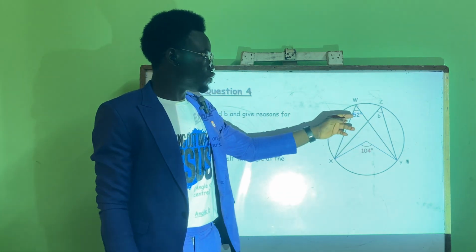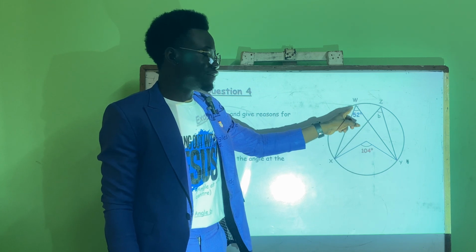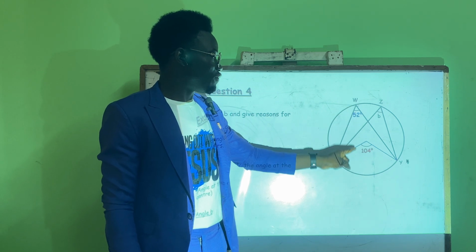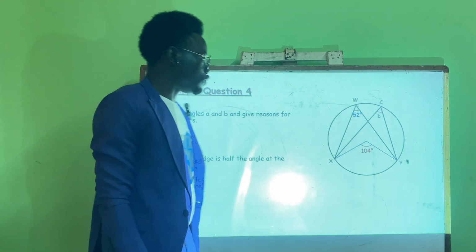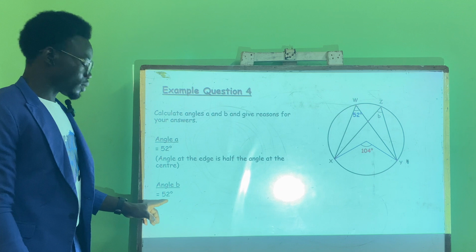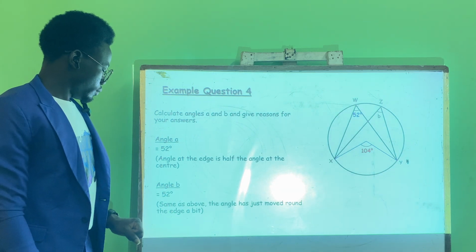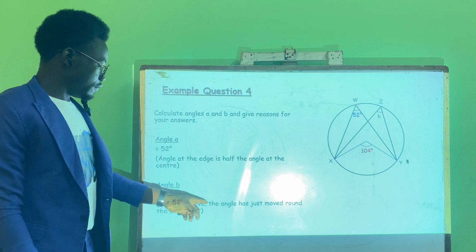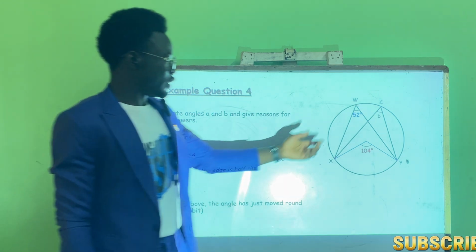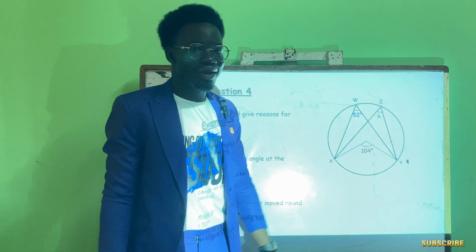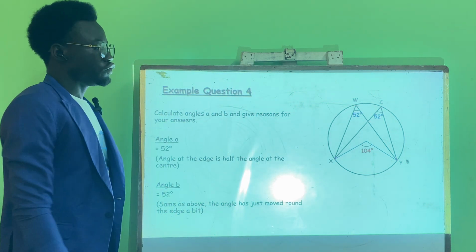And the first theorem we used to get this is divide this by 2 to get that. We say that the angle at the circumference or the edge is half of the angle at the center, which is the same as this. So those two properties you can use together. So it means that angle B is also what? 52 degrees. Okay? So same as above. The angle has just moved along the edge. So this one has just moved to this side. So that's why it's the same. Okay? So it means also 52 degrees.